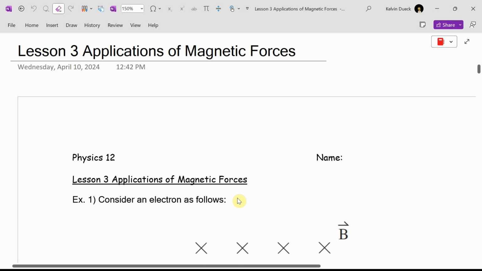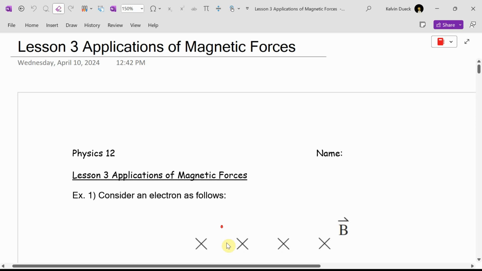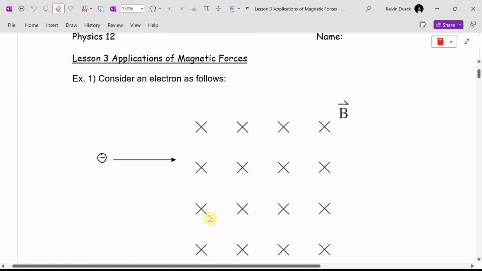I called this applications of magnetic forces. This really should be called just a few of the many, many applications. But here are some neat ones. So I'd like you to consider an electron as follows.